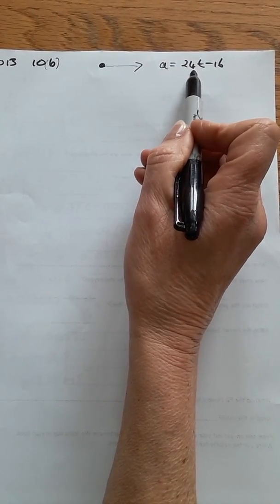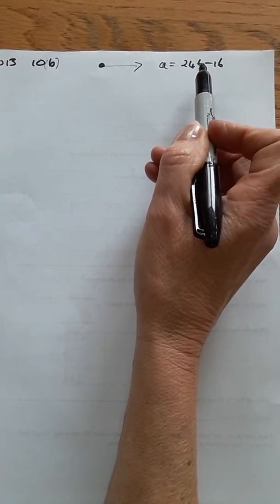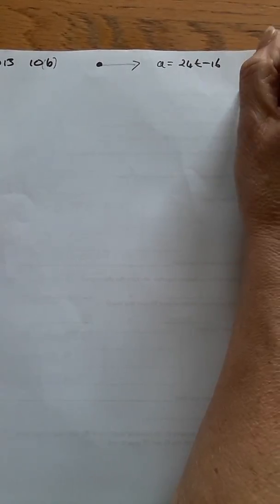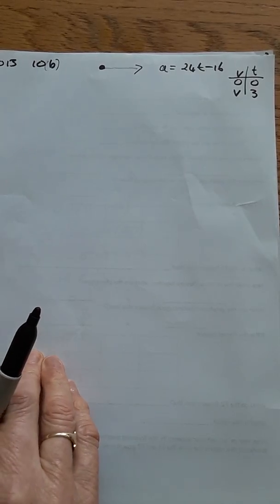Okay, so this is my expression. A is equal to 24t minus 16. I'm looking for its velocity first of all. So, limits I'm interested in. I want its velocity in terms of t, so I want dv and dt. Those are the two I'm after. So at time 0, velocity 0. And after 3 seconds, what will the velocity be? So that's the first thing I've got to find, the velocity after 3 seconds.